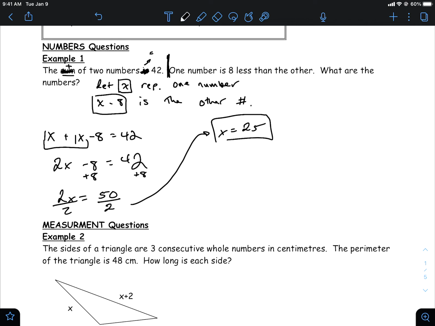We know from this little chunk of the question, one number is 8 less than the other. Well, we just found one, the bigger one, right? And so if I go back to find the other number, it's going to be 25, because that's what x is, take away 8. That's going to be the other number. Everybody agree? So 25 minus 8 should be 17, correct?